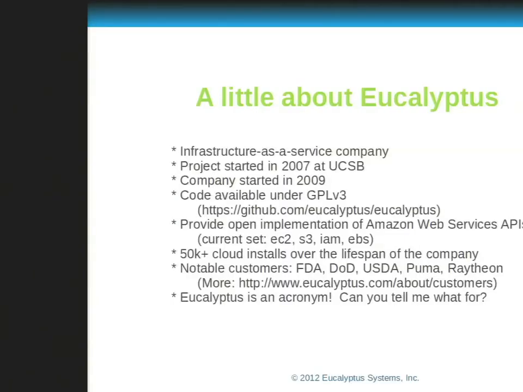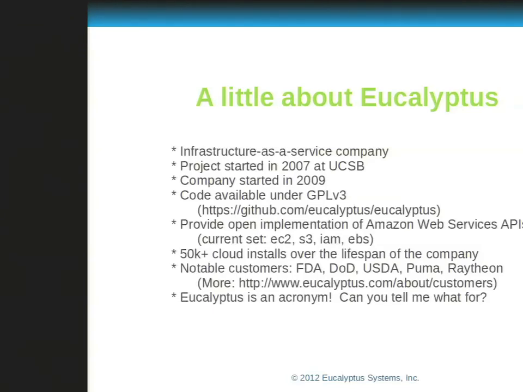So talk a little bit about who we are at Eucalyptus. We are an infrastructure as a service company. We were started in 2007 as a research project at UCSB. The basic idea was this was when Amazon Web Services was first starting to take off. And there were some professors who wanted to provide that kind of functionality to the folks at the university without having to go to Amazon and pay for it. And so that seemed like a really good idea. The company was founded in 2009 based on that technology. All of the code is available under GPL v3, so if you go to that GitHub URL, you can take a look.